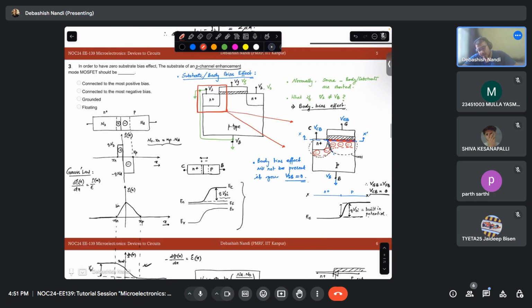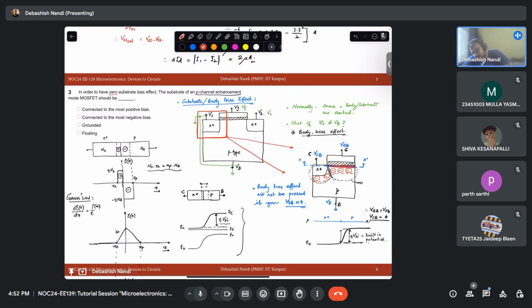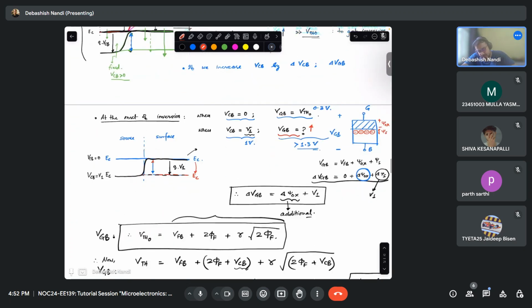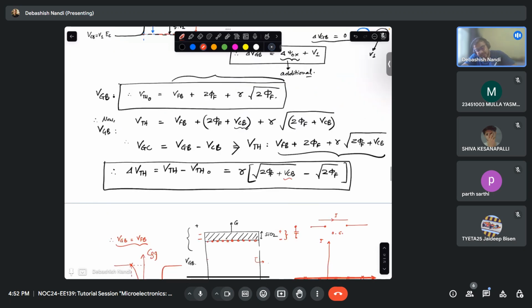So to have zero substrate bias effect, your substrate terminal has to be connected to the most positive bias, because my source is connected to the most positive bias. And to mitigate substrate effect, my source and body should be connected together, or my VSB should be equal to 0. You can also verify it using this equation. If this is 0, then this entire term becomes 0. So my delta VTH becomes 0. That means my body effect becomes 0.